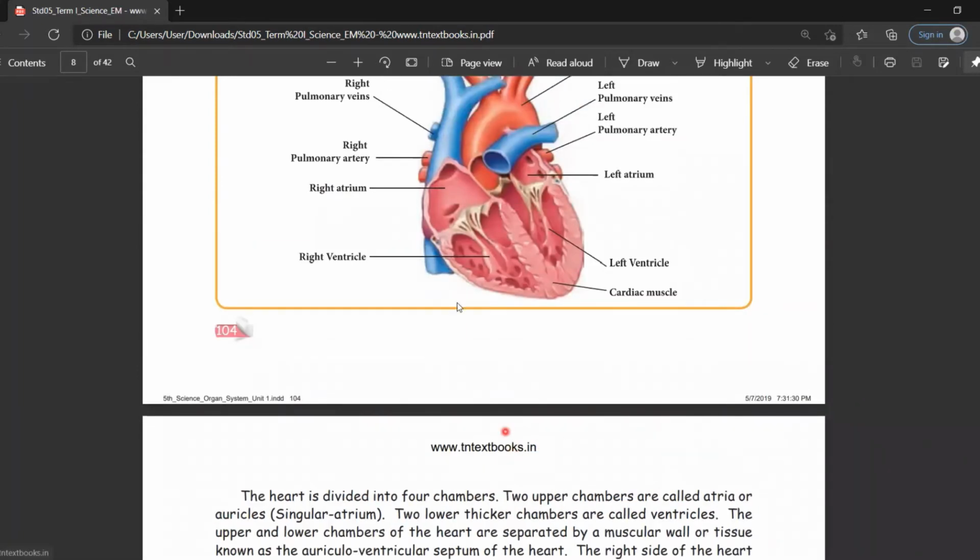Children, see, the right side part of the heart receives deoxygenated blood from various parts of the body and from here it is moved to the lungs. Okay, the left side part of the heart receives oxygenated blood from the lungs and it transports the oxygenated blood to various parts of the body.